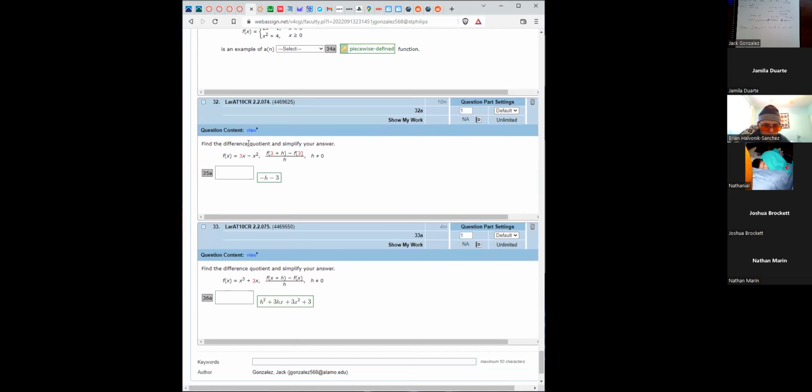Let's talk about this here. This is called the difference quotient. So I need to give you that formula. And that'll be it for this section.